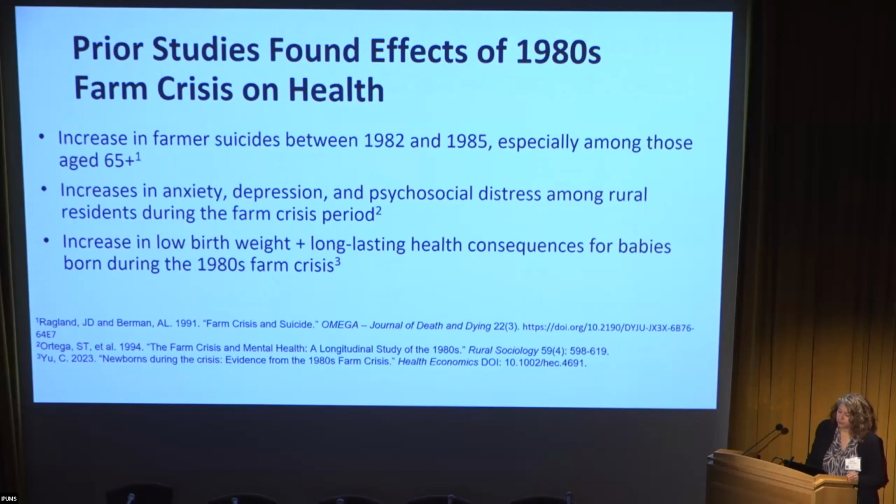Previous work has linked the farm crisis to a variety of health outcomes, including an increase in farmer suicides between 1982 and 1985, particularly among those aged 65 and older, increases in anxiety, depression, and psychosocial distress linked to experiences with financial strain, and even short and long-term consequences for infants who had in utero exposures to the farm crisis.